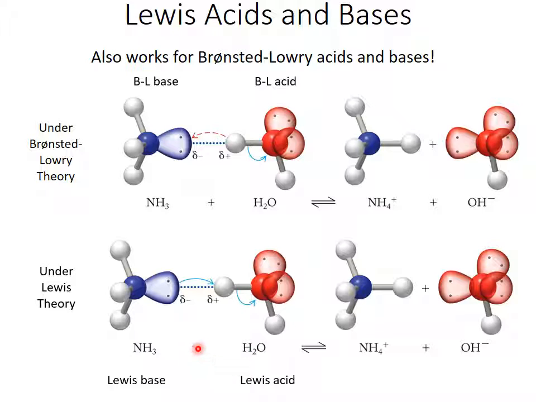Note that in both theories, the base and the acid are the same molecules. We're just describing the mechanism in terms of different things. Under Brønsted-Lowry theory, mechanisms are described by the movements of protons, and under Lewis theory, mechanisms are described by the movement of electrons. By focusing on electrons, which are a feature that all molecules have, rather than on protons, which are things only some molecules have, Lewis theory is a much more versatile theory of acid-base chemistry.